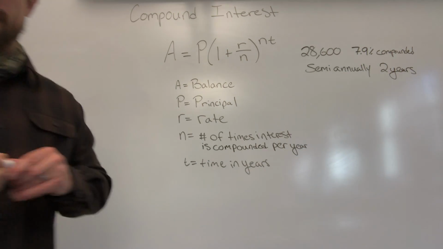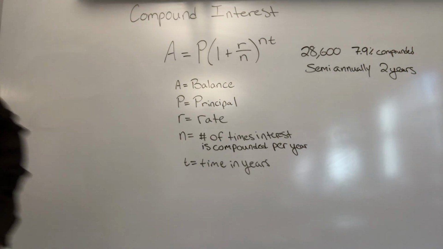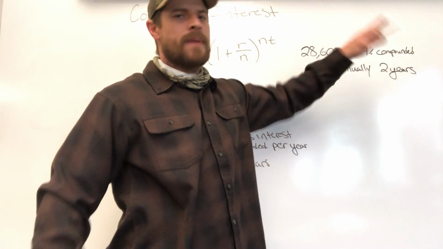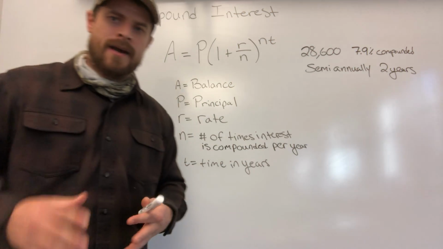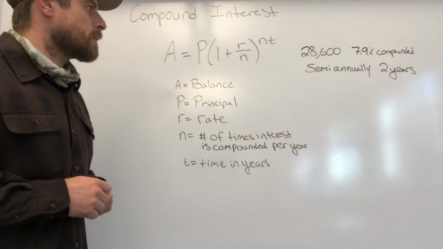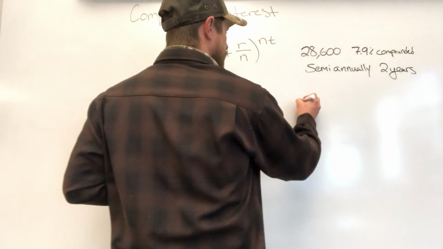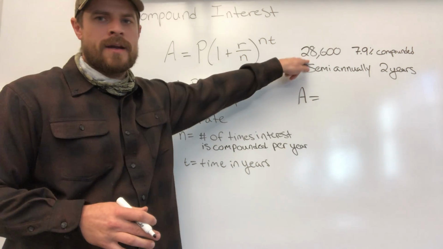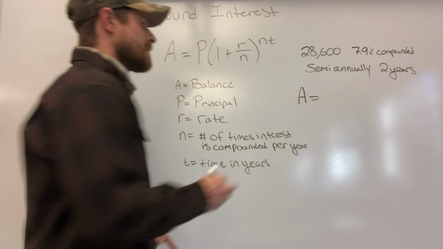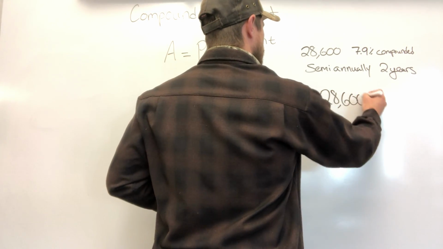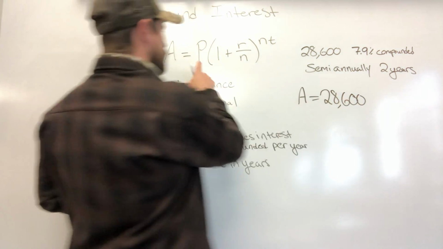All right, so first thing you're going to want to grab is a calculator, because for calculating percentages to a power, just type it into a calculator, let the calculator do the tough work. We just need to know what we plug into our formula here. So we're going to say A equals our principal amount. The principal amount is what we plugged in, 28,600. That is replacing the P.